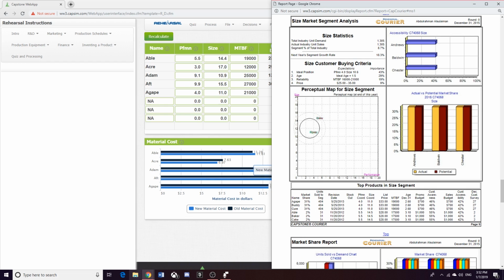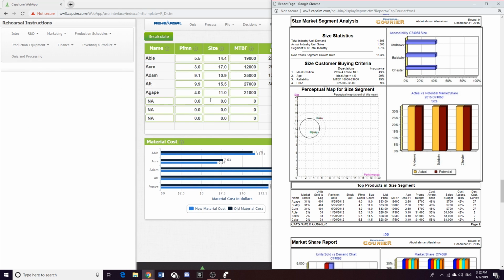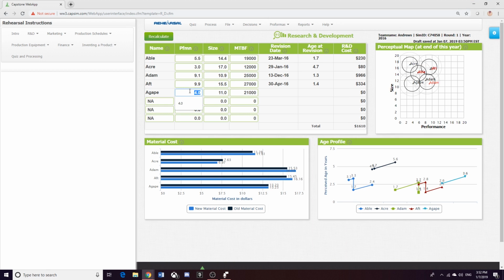So we go and say, okay, what is the drift? The drift rate for size is 0.7 in performance. So we want to increase performance by what? That's right, 0.35. So we increase 4 by 0.35. So perfectly, our product is at 4. So we say 4.35. And remember, 4.35 will be 4 because of rounding. It's okay.